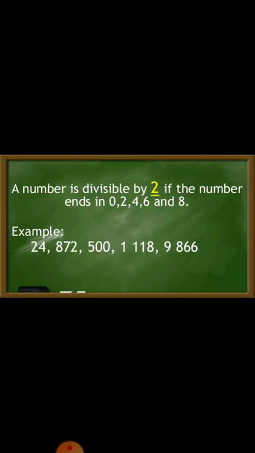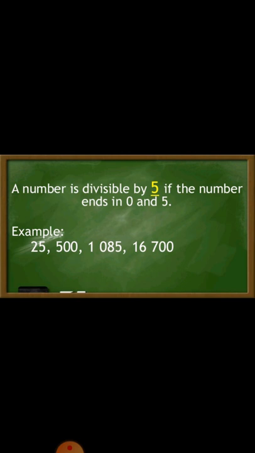First of all, we have the number 2. A number is divisible by 2 if the number ends in 0, 2, 4, 6 and 8. For example, here we have some examples of these numbers. First of all, we have 24 and we know that 24 ends on 4, so we can say that 24 is divisible by 2. Next we have 872 and 872 ends on number 2, so we can say that 872 is also divisible by 2.